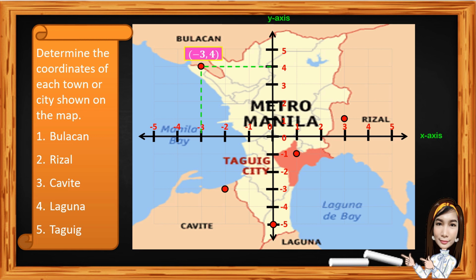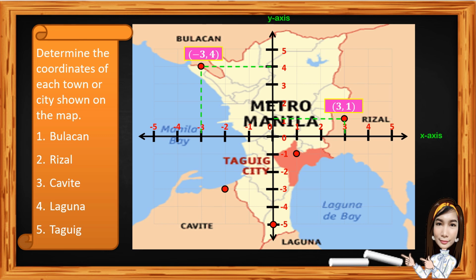So we have negative 3, positive 4 as the coordinates of Bulacan, and that is located on quadrant 2. Next is the town of Rizal. Draw a vertical line passing through the point and the x-axis, and a horizontal line passing through the point and the y-axis. The number aligned to the point on the x-axis is positive 3, and the number aligned to the point on the y-axis is positive 1. So we have 3, 1 as the coordinate of Rizal, and that is located on quadrant 1.